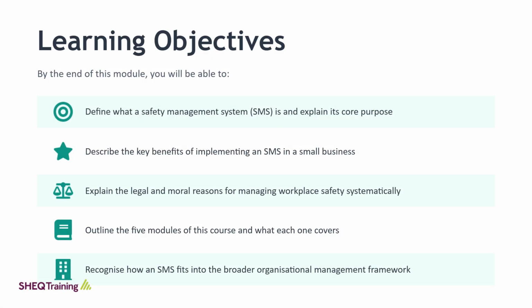Let's start with our learning objectives for this module. By the time you complete this introduction, you should be able to clearly define what a safety management system is and articulate its purpose. You'll understand the key benefits for small businesses specifically. You'll be able to explain both the legal obligations and the moral case for systematic safety management. You'll have a clear overview of all 5 course modules. And you'll understand how an SMS integrates with your broader business operations. It's not a standalone system, it's part of how you run your organization.